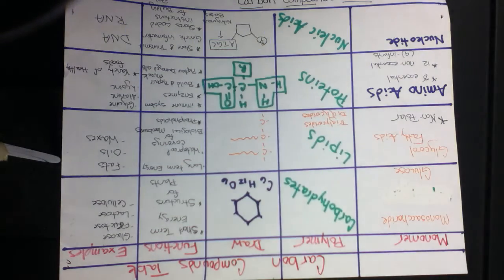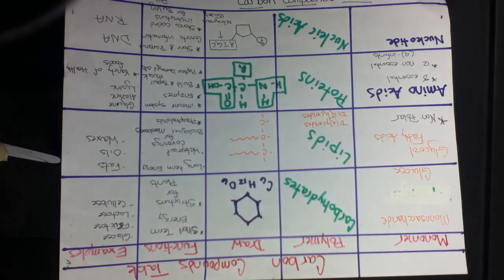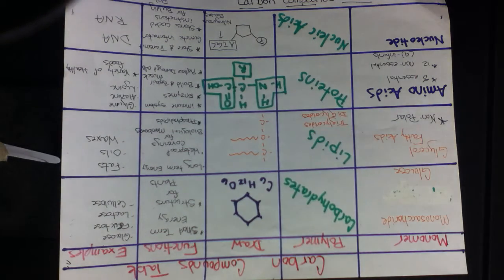Some examples of amino acids. Now, these aren't examples of proteins. They're examples of amino acids: glycine, alanine, lysine, and they're found in a variety of healthy foods. They don't have to come from meat. You can get amino acids from plant-based sources.